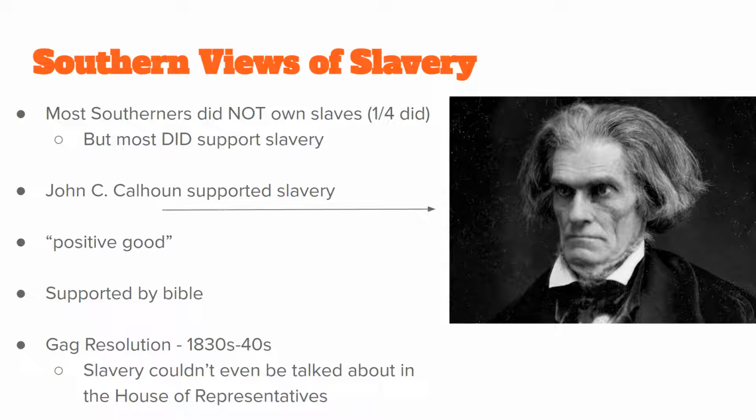A lot of Southern people are going to defend slavery, and they're going to be led by leaders and writers. One important person to know who is a big supporter of slavery is this guy on the right, John C. Calhoun. You can see him pictured on the right. He talks about slavery as a positive good. Now, this is something we talked about last time.